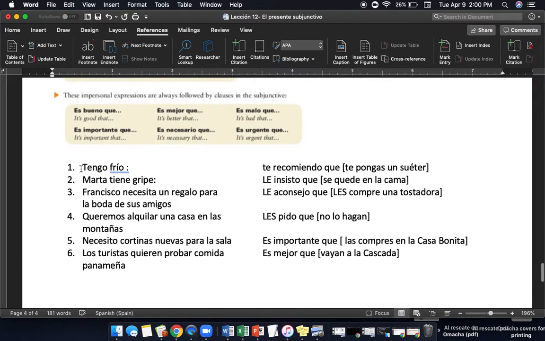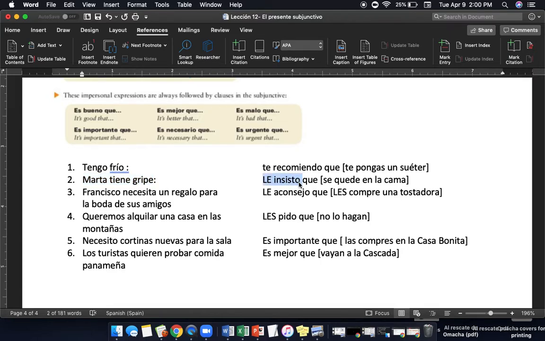So, for example, if somebody's cold and the suggestion is, well, put on a sweater, te recomiendo, I'm recommending you que te pongas un suéter, that you put on a sweater. Don't forget that this would be then a reflexive pronoun. I'm not putting your sweater, I'm telling you, hey, go get yourself a sweater and put it on, and then you won't be cold.